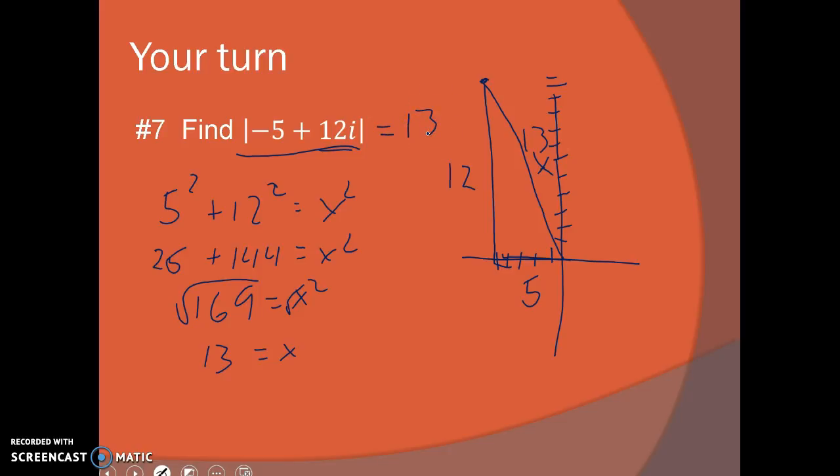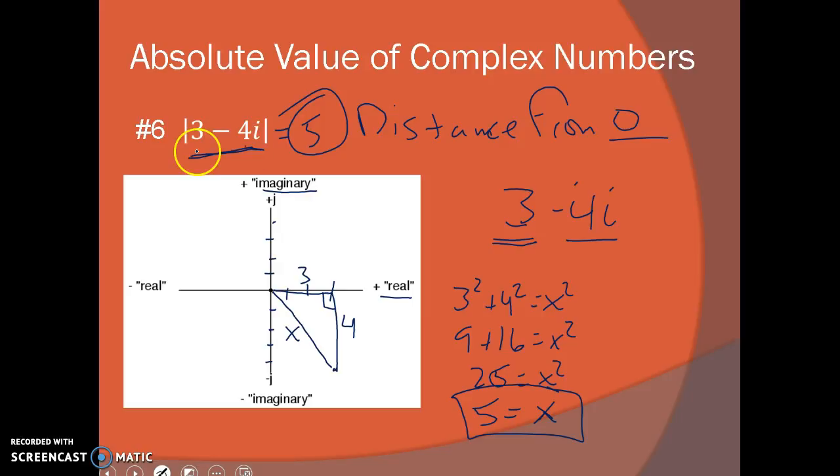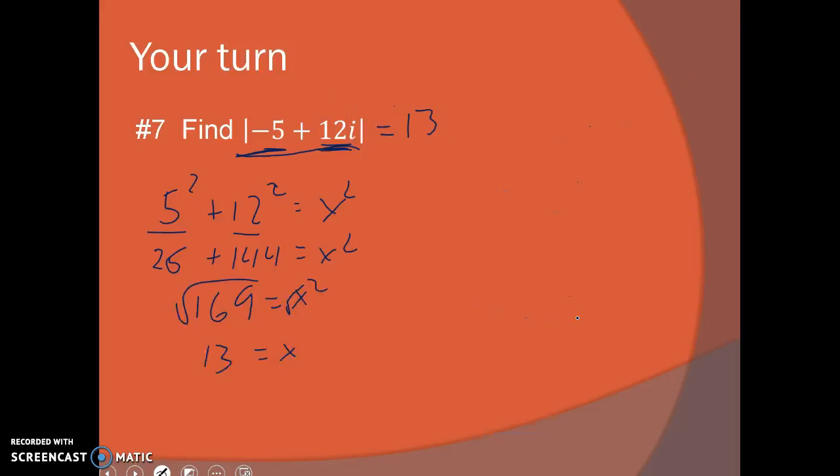Now I'm guessing that you could probably take a look at this and realize that if I got rid of this whole graph, I could still find the absolute value. All I'm really doing is taking this distance, whether it's positive or negative, it's going to be 5. This distance, I can kind of ignore the i. The distance is 12. And I'm just going to plug those into the Pythagorean theorem. 5 squared plus 12 squared equals x squared. I really did the same thing here: 3 squared plus 4 squared equals x squared. And so that's how we find the absolute value of a complex number, which is its distance from 0.